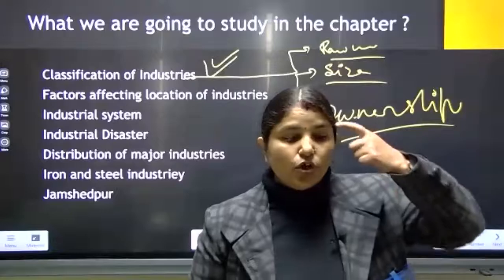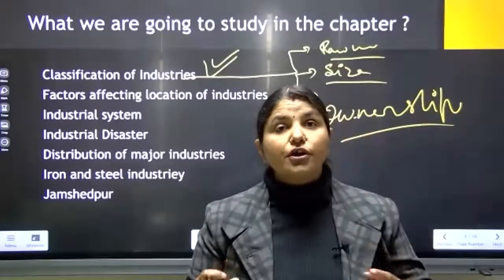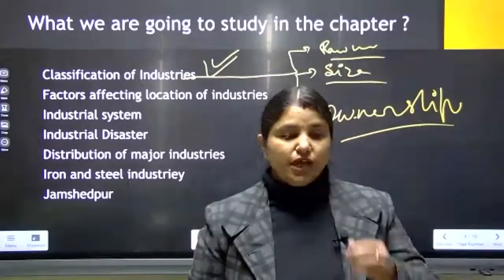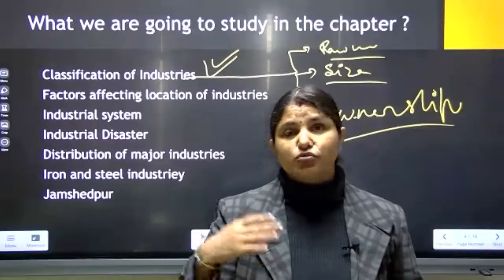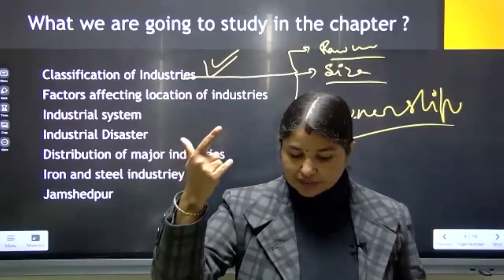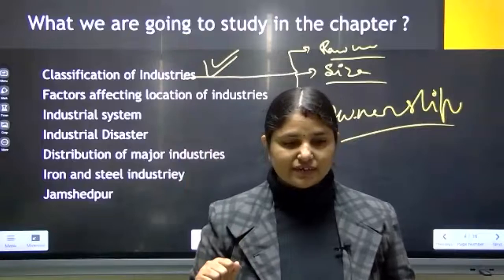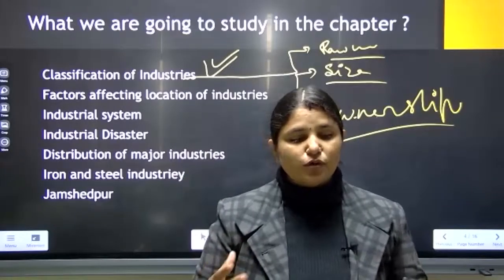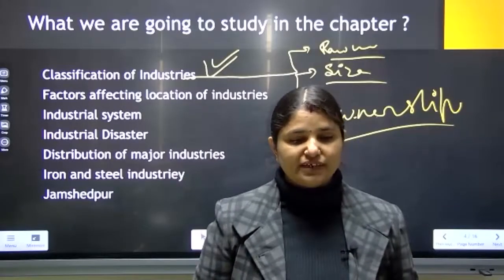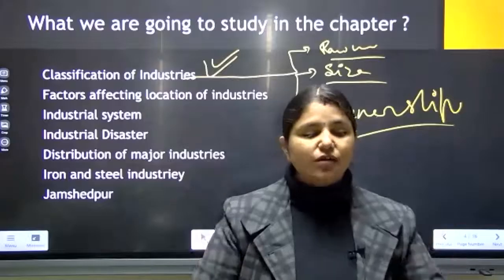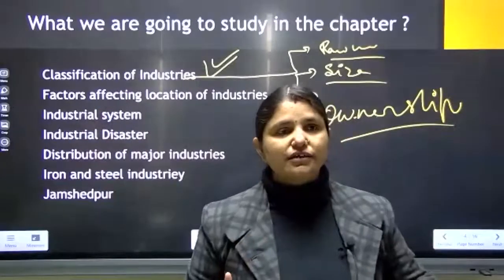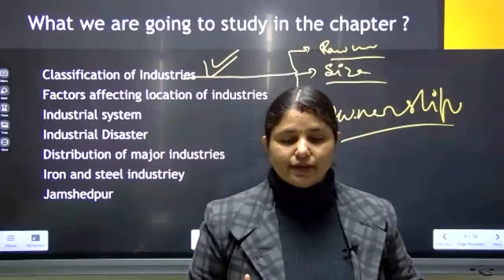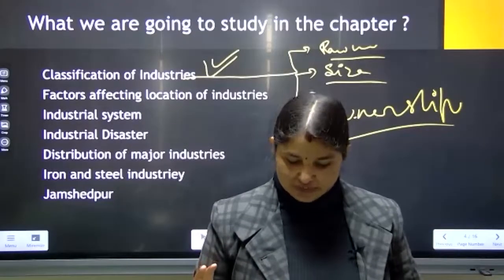Ownership means who is the owner of that industry. In this, industries are divided into three or four types. First one is the private sector. Suppose Mahek wants to establish her industry, so she herself makes an industry for herself, and many workers work for Mahek. So that is the private industry.